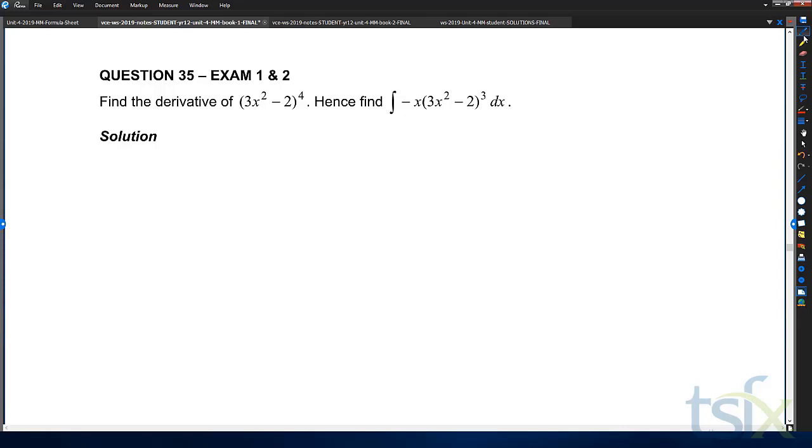So, let's work through my method. Step 1, diff. You've got to get this right, because if you get this wrong, everything falls apart, obviously.